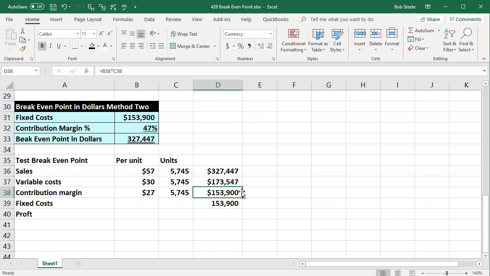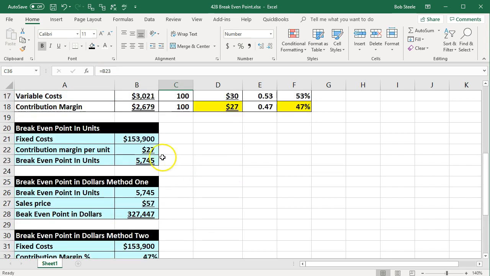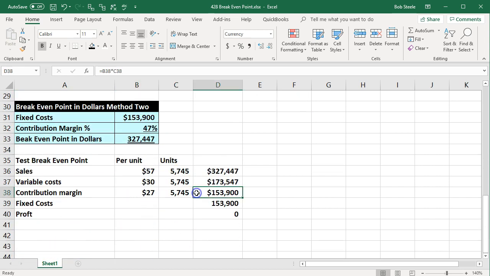And that's because it's the break-even point that we're checking here. And therefore, our profit is going to be the contribution margin minus the fixed costs. So that's evidence to us then. We just cranked out a contribution margin type of income statement to test that our break-even point in both dollars and in units is correct. Break-even point in dollars and break-even point in units has now been verified with this worksheet.